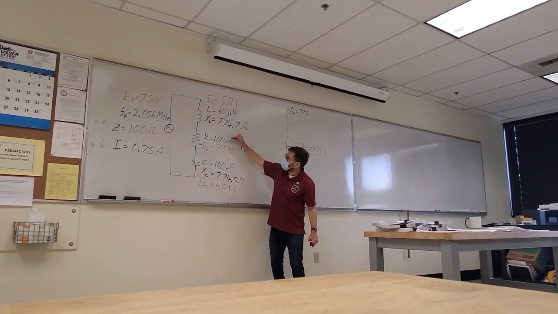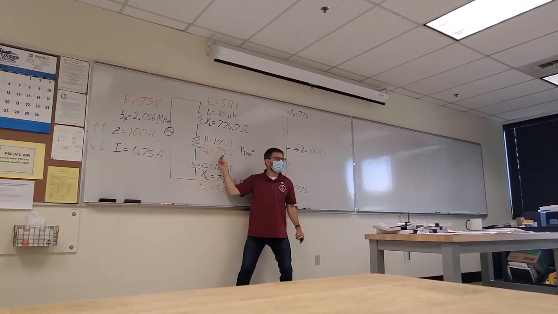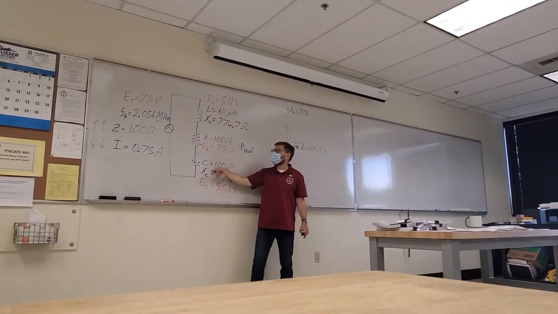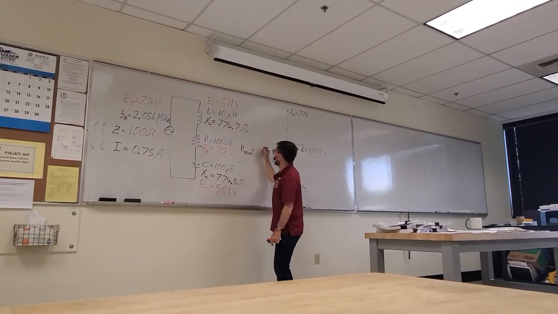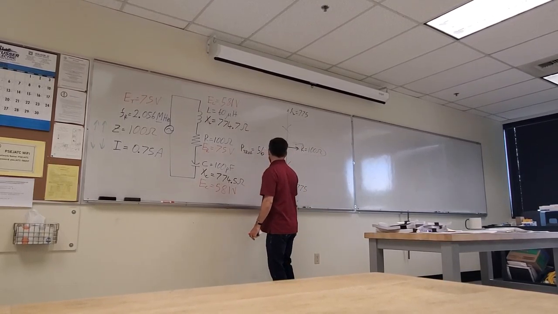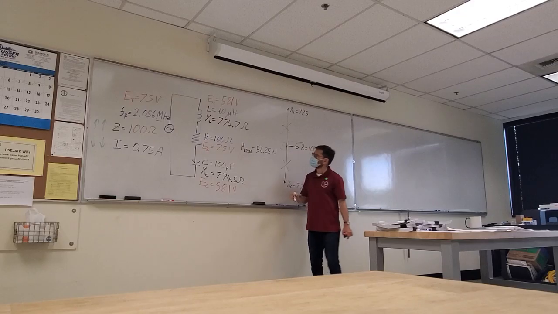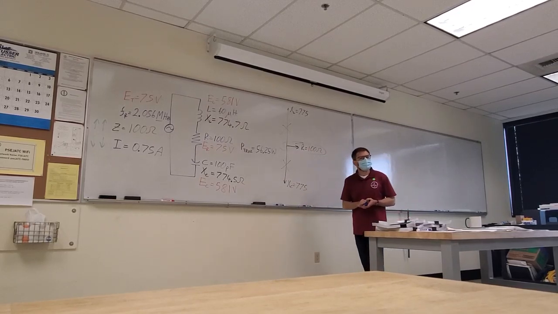Watts. Oh, it's not volts times ohms, right? It's amps times volts, yeah. Or it's E squared divided by R, or I squared R. So 56.25 watts. So tell me this.